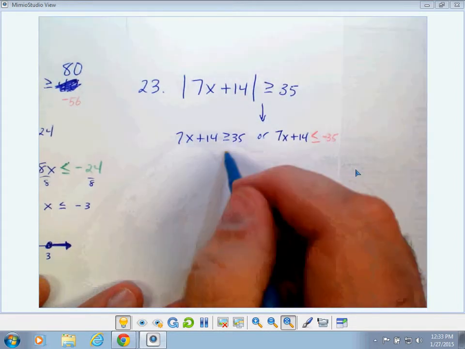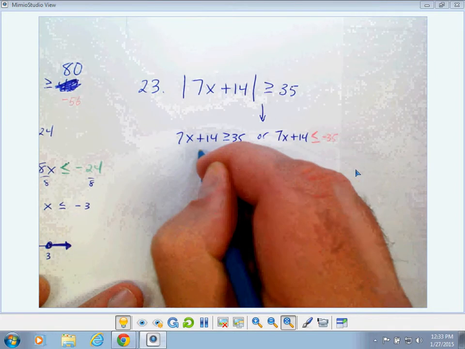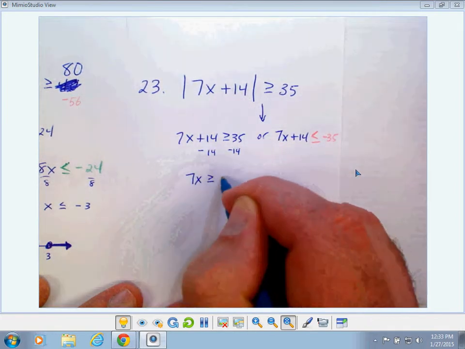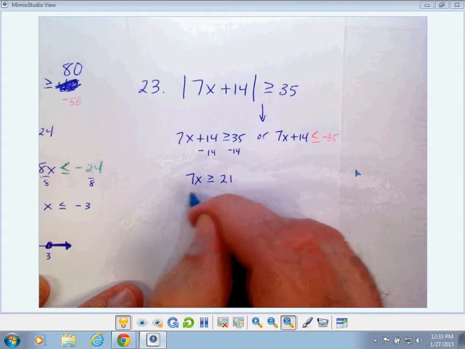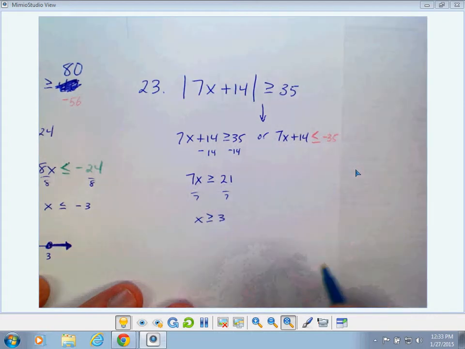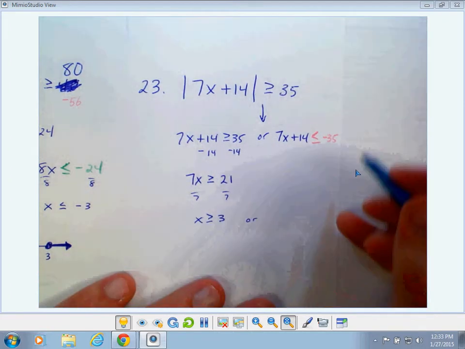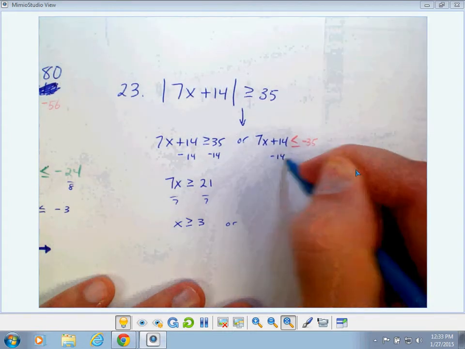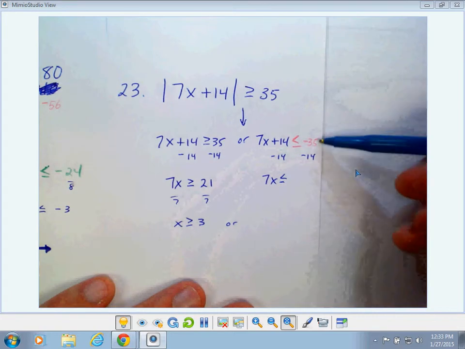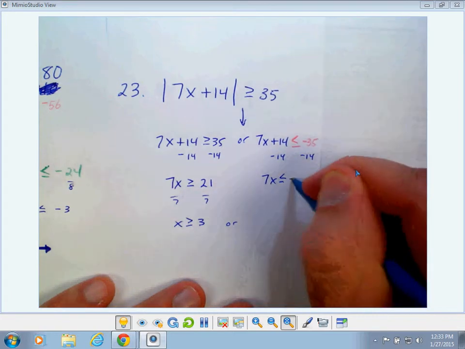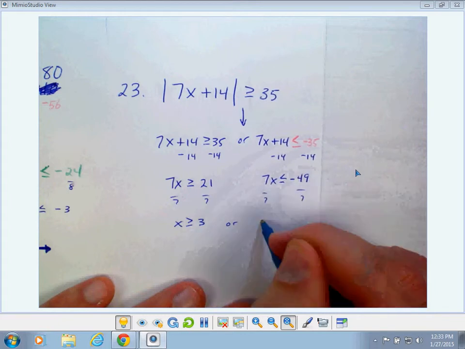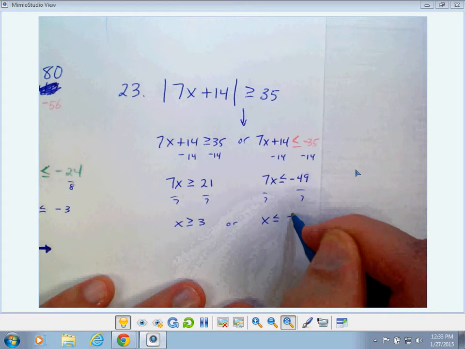If I solve these, I'm going to have to solve this one separately. I'll take the 14 away from both sides, and that leaves 7x greater than or equal to 21. Then I'll divide by 7. x is greater than or equal to 3. And then I work on the other side. Subtract 14 from both sides. 7x less than or equal to negative 35 minus another 14 is going to take me down to negative 49. Then I divide by 7, and I get x is less than or equal to negative 7.